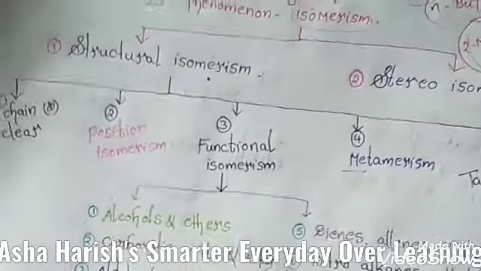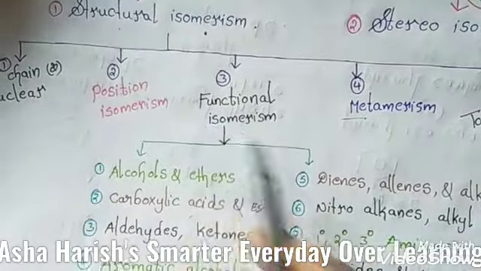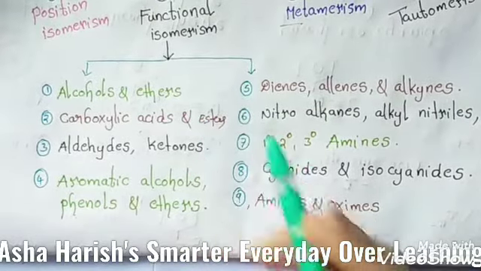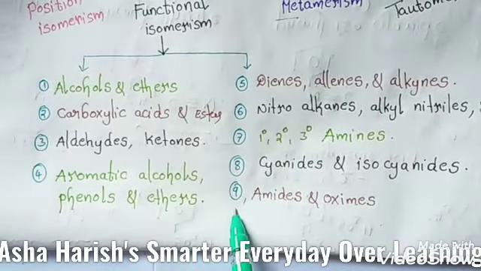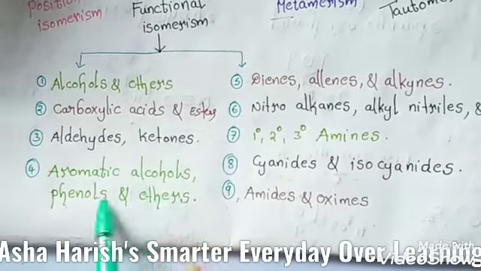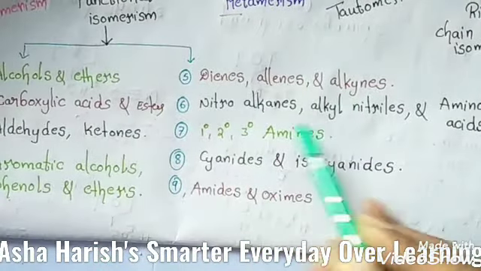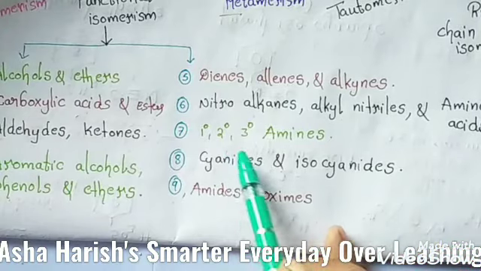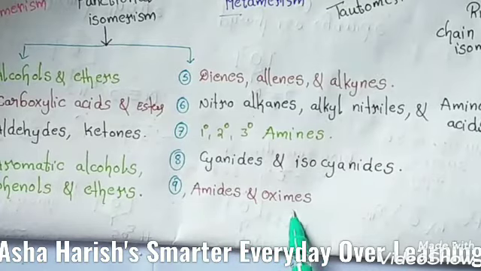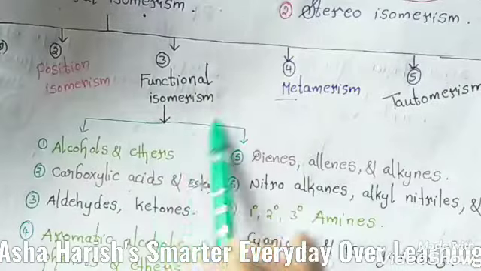In the third type, functional isomerism, there are some subtopics. You are going to learn about these nine subtopics: alcohols and ethers, carboxylic acids and esters, aldehydes and ketones, aromatic alcohols, phenols and ethers, dienes, allenes and alkynes, nitroalkanes and alkyl nitrites, amino acids, primary, secondary and tertiary amines, cyanides and isocyanides, and amides and oximes. These are the nine categories you are going to learn about in functional isomerism.